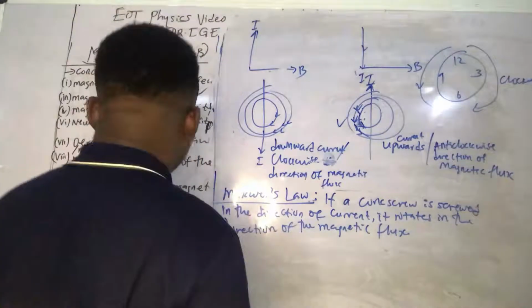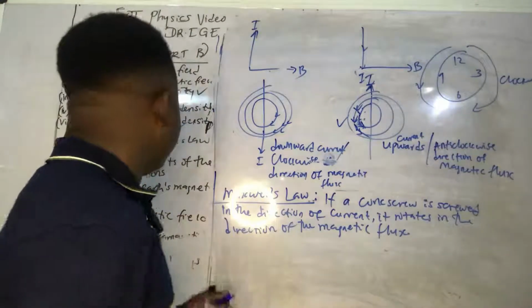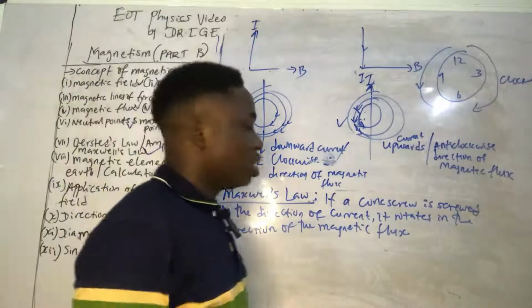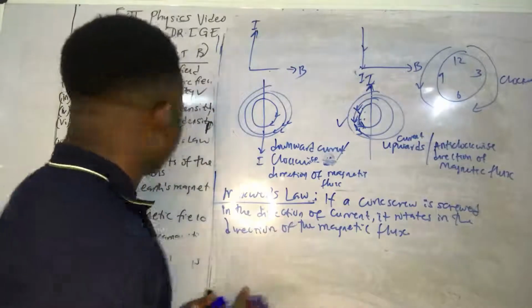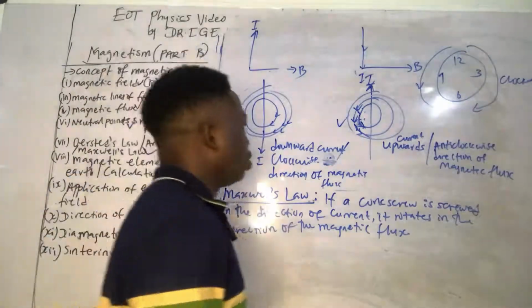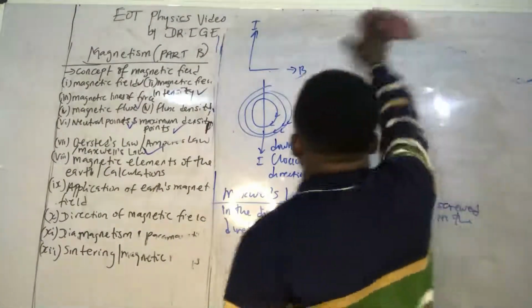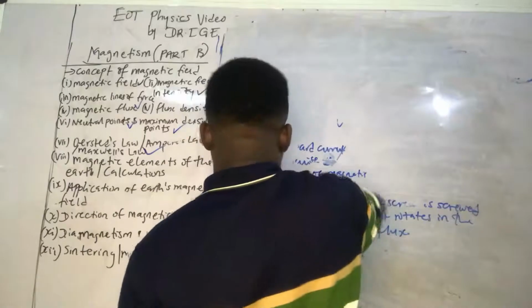So I believe at this point now you understand everything about Oersted's law, Ampere's right hand rule, and then Maxwell's rule. Okay, so we want to continue from the magnetic elements of the Earth. That's the main deal here. Okay, magnetic elements of the Earth.